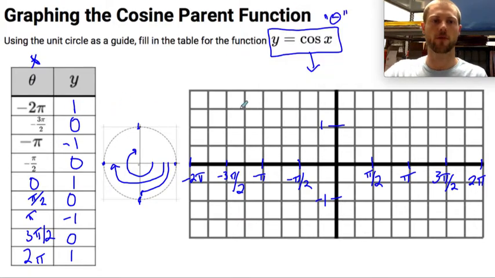So at negative 2 pi, I have a y value of 1. When x or theta is negative 3 pi over 2, the y value is 0. And then I'm actually going to just continue my typical sinusoidal pattern of going up and then down through the midline to the min, back up to the midline, and then up to the max. And we'll connect this, making a nice smooth curve, something like this.